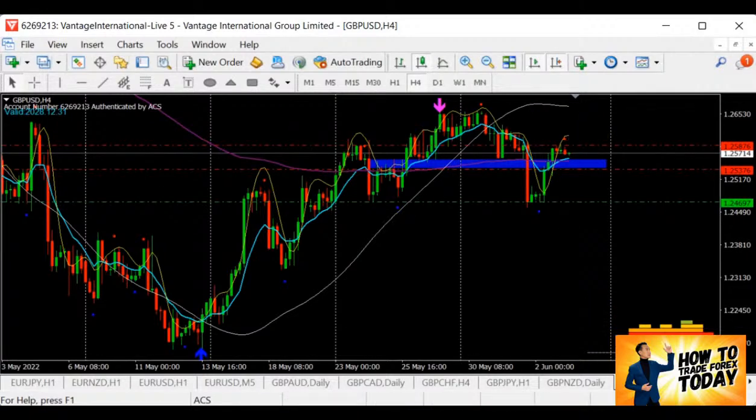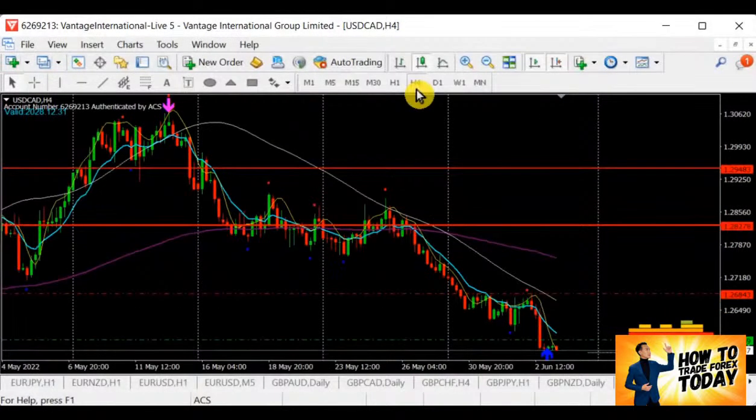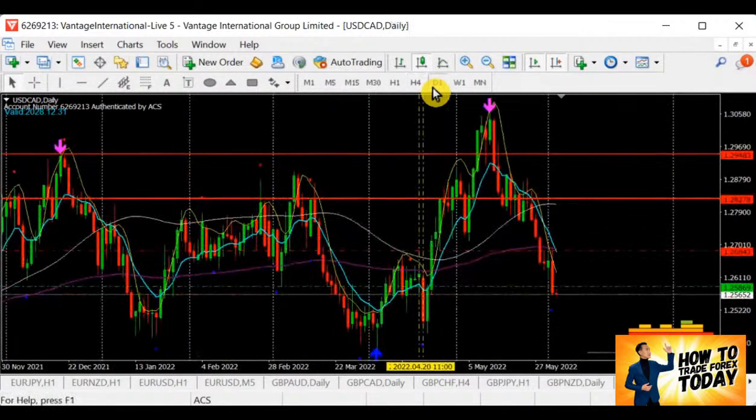All right, dollar CAD. Dollar CAD, we are in the bear, selling nicely.